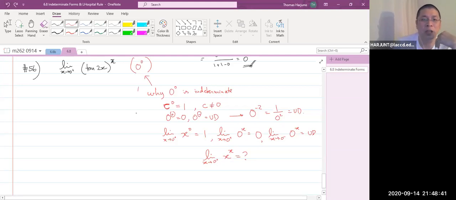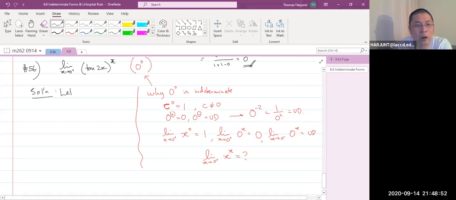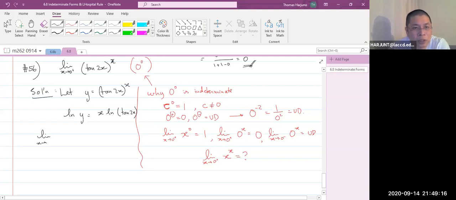We therefore need to take it with care. How do we work on this? Idea, we will start with let y equal tangent 2x to the x first, and then apply natural log. So you see the power now becomes a product. Then the limit as x approaches 0 positive of ln y equals the limit as x approaches 0 positive of x ln tangent 2x.